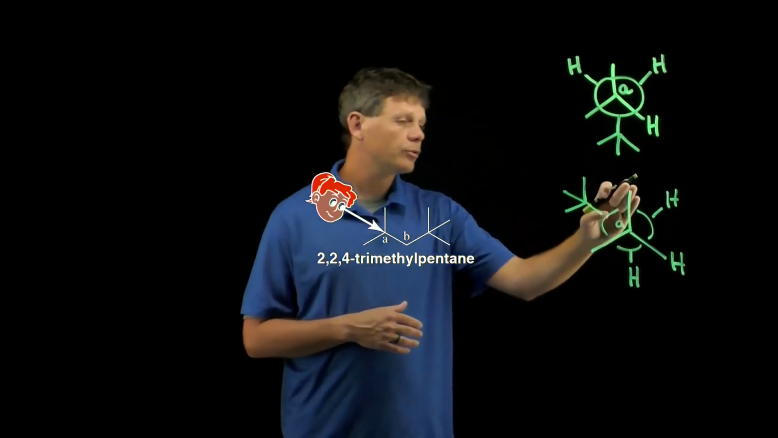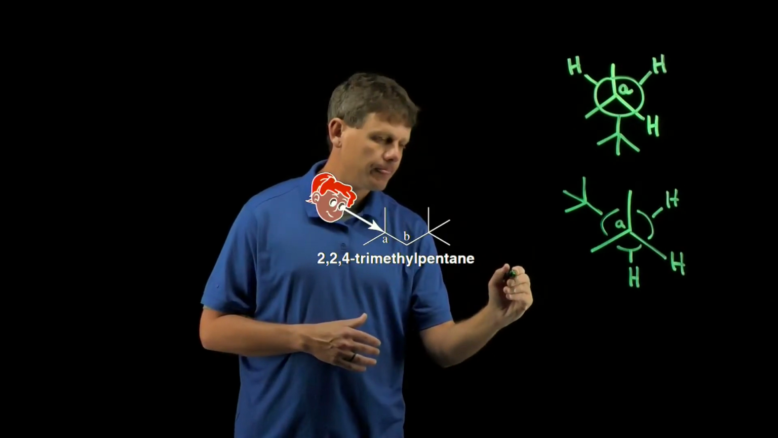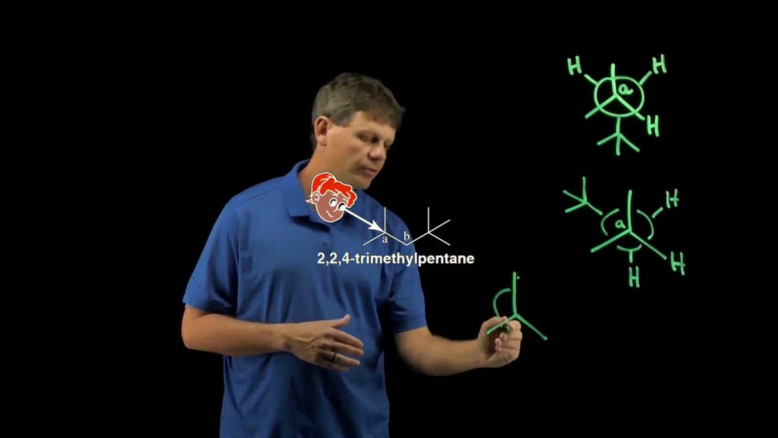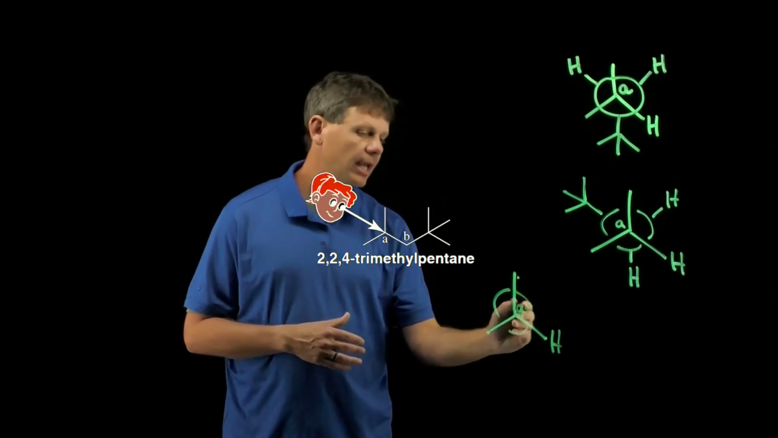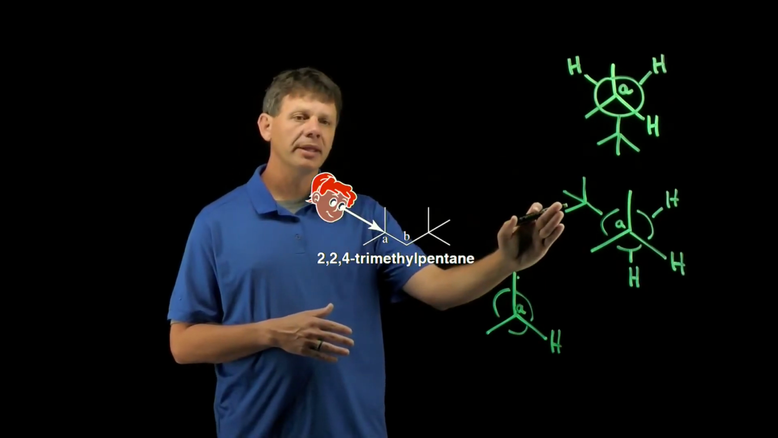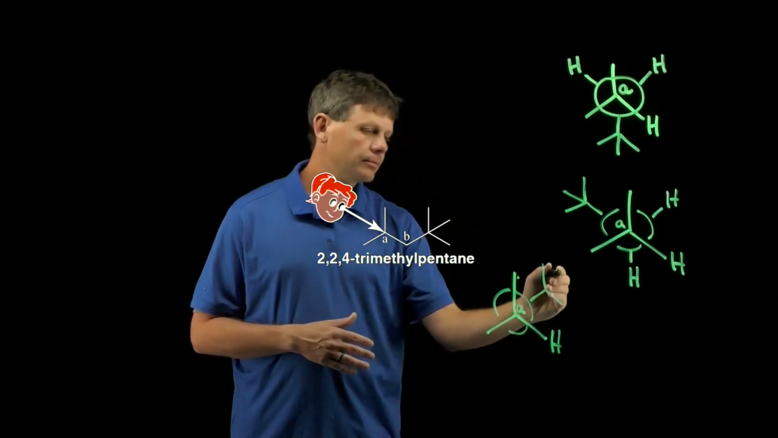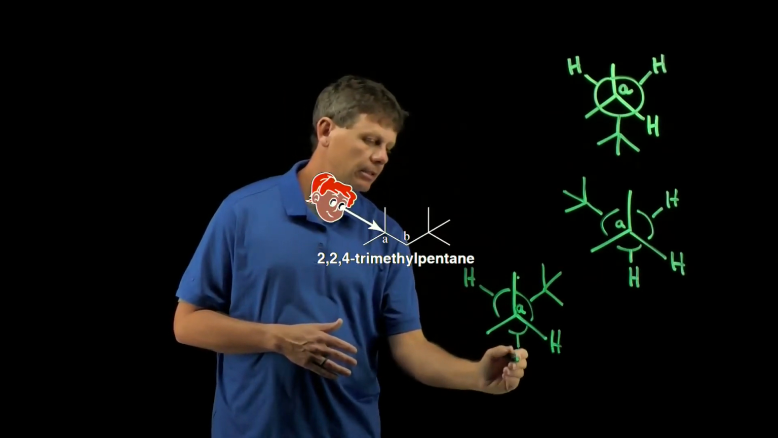The next structure we can draw, we'll keep the front the same again. We'll draw this down here. Draw our circle. This is our hydrogen. This is carbon A. Our tert-butyl group that was in the upper left will now be in the upper right. Hydrogen and hydrogen.